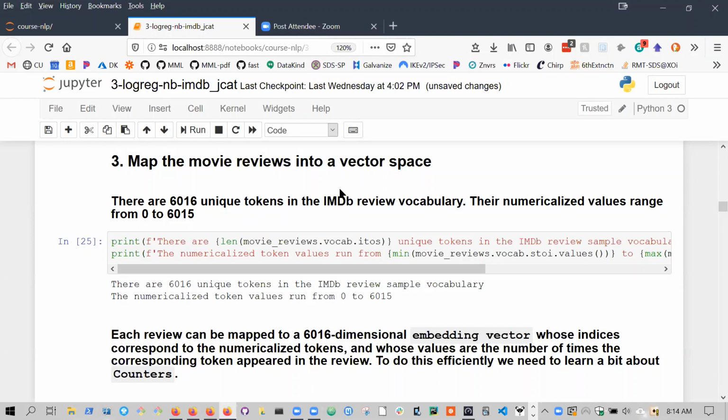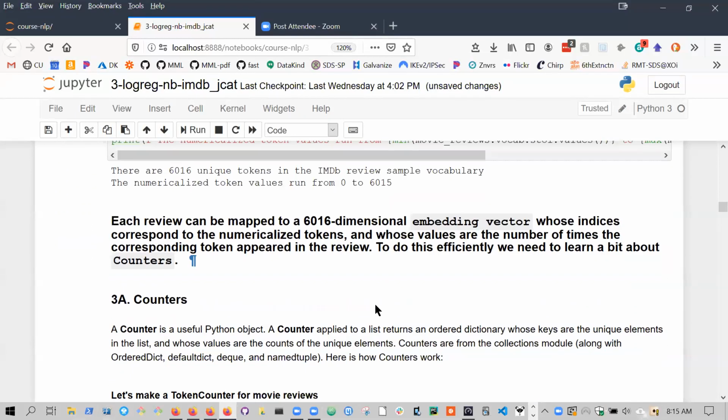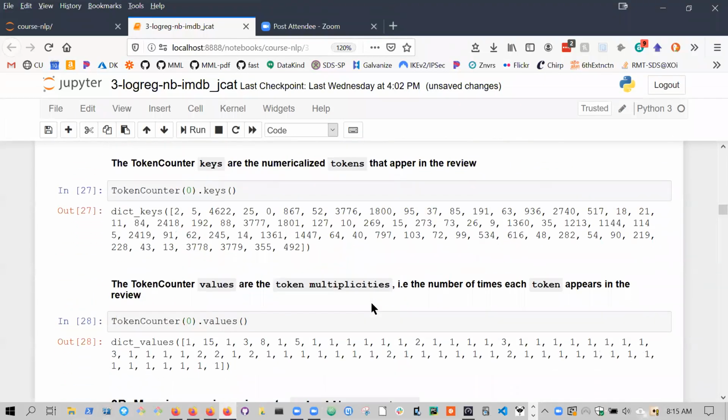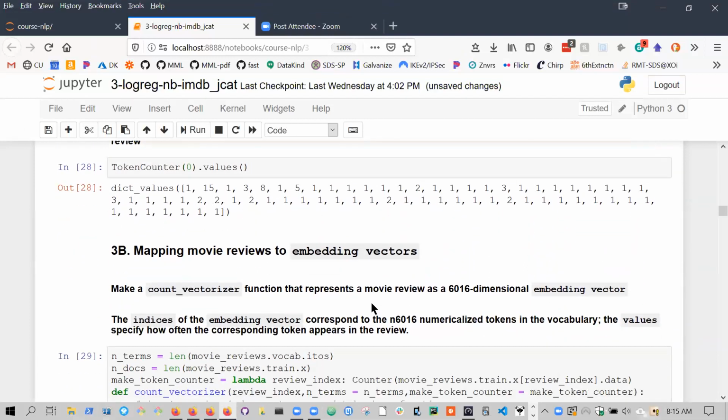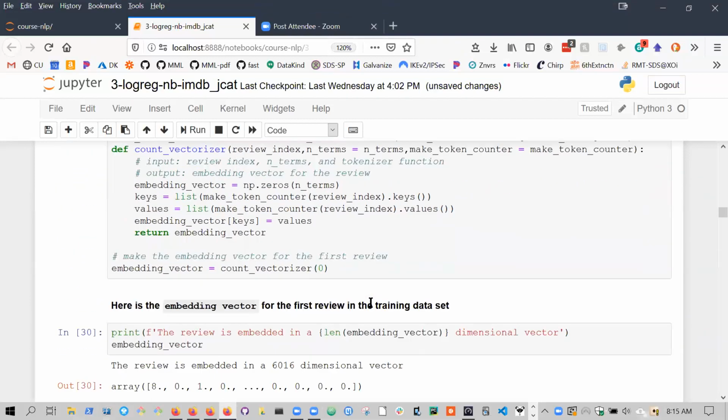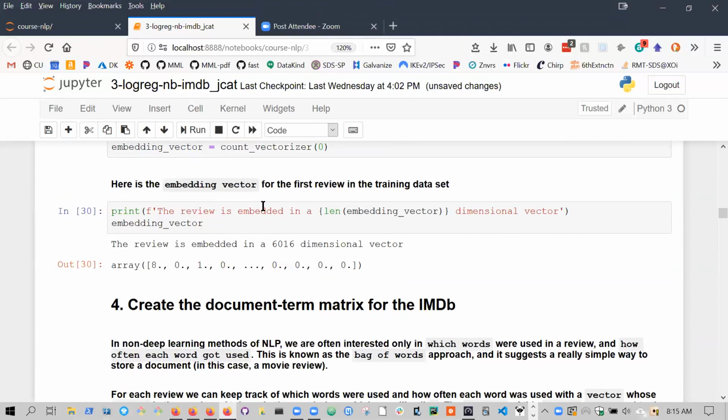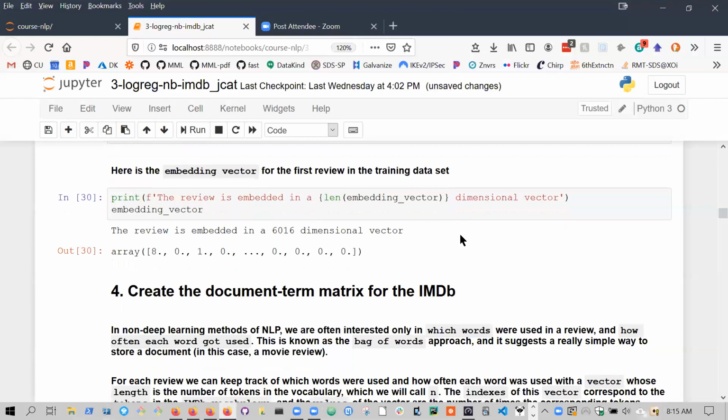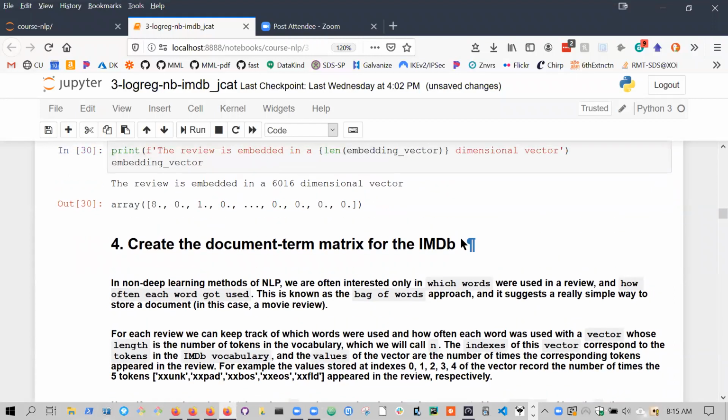It's a very simple way of representing a movie review or any kind of text document, right? And that's the view that we're working with here in the rest of this. So then the notebook goes on to show how you can make token counters and how you can get what we call the embedding vectors, which is the 6,016 dimensional vector that represents a review. Okay, so you can generate an embedding vector for every review, and then that's essentially the document term matrix.